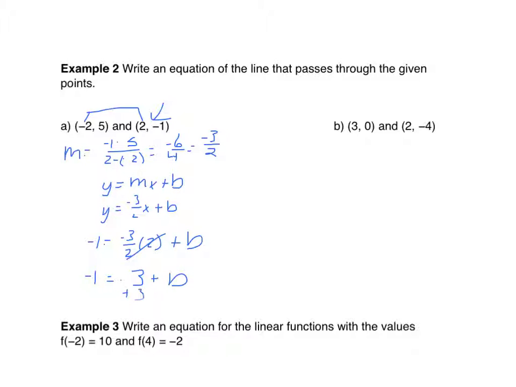Add 3 to both sides. b is equal to +2. Now I have an intercept, I have a slope that I found, I write my equation, y equals -3/2 x plus 2. All done. Again, go ahead and pause. Try this one on your own.